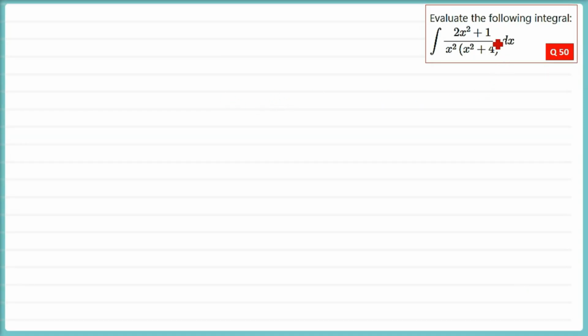Next one is 2x square plus 1. In the denominator, if you see, numerator has the power 2, but denominator has the power 4. So you don't need to divide it because the numerator power is way less than the denominator. So 2x square plus 1, for x square we can have a divided by x square. Oh, this is a quadratic equation. Then what to do? So there is a way.